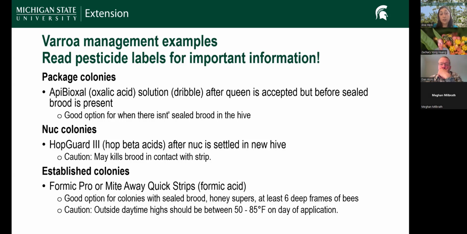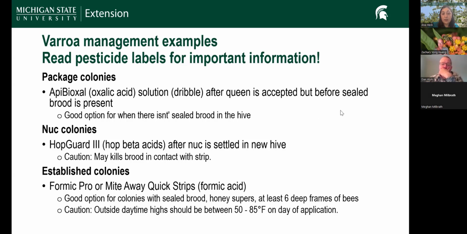So that's a situation where you could consider something like an oxalic acid dribble. It's called the solution method on the label. You would want to do that probably after the queen is accepted, so not immediately after hiving that package. You'd want to wait 3-4 days or longer, 5 days is fine. But then you do that oxalic acid dribble before the sealed brood is present. And in general, oxalic acid is a good option for us when there's no sealed brood in the hives.